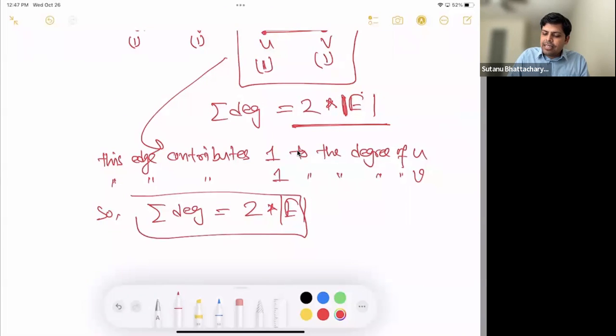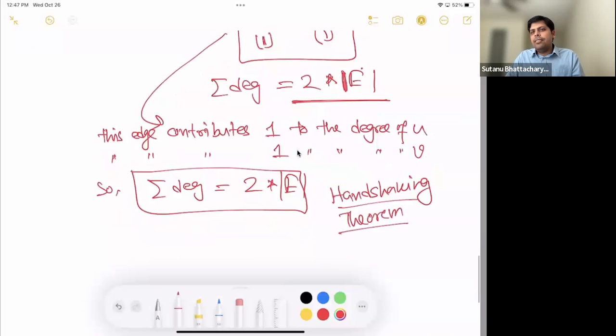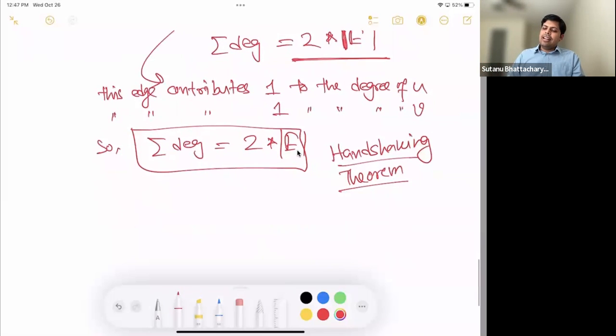And the example that we took, the handshaking example, it is also called the handshaking theorem. Just think, for one handshaking you need 2 people. The same concept is applicable here. Yeah, that's all, handshaking theorem.